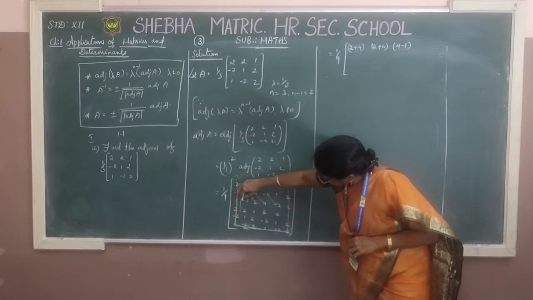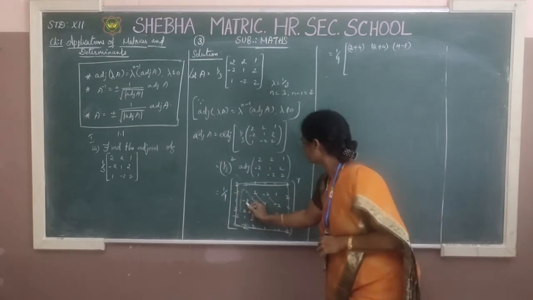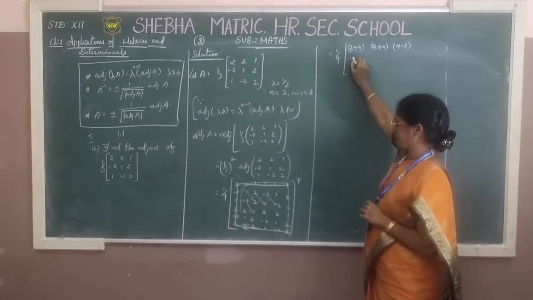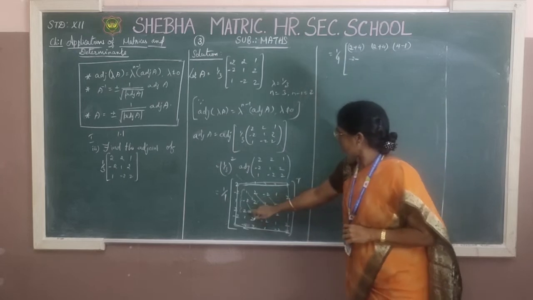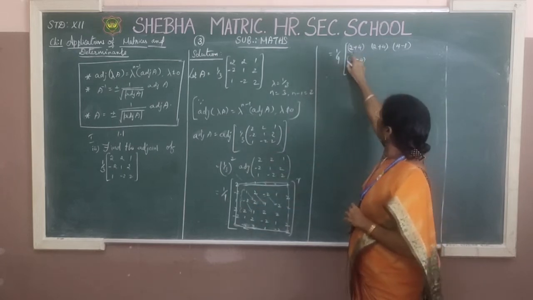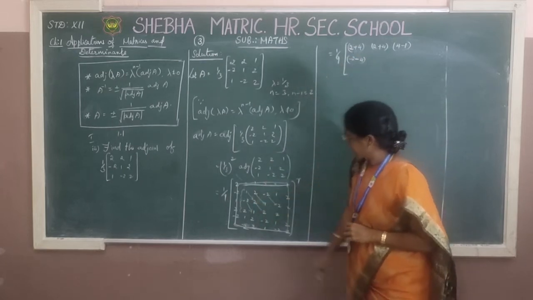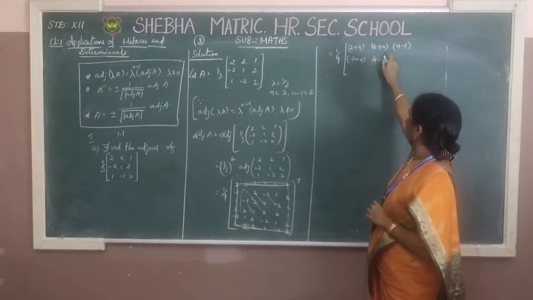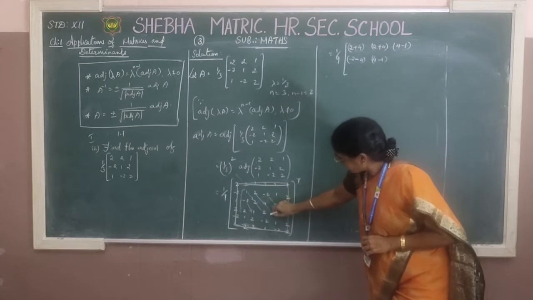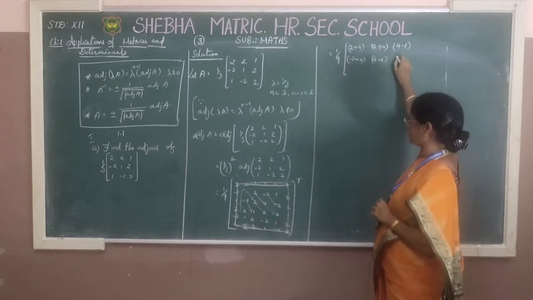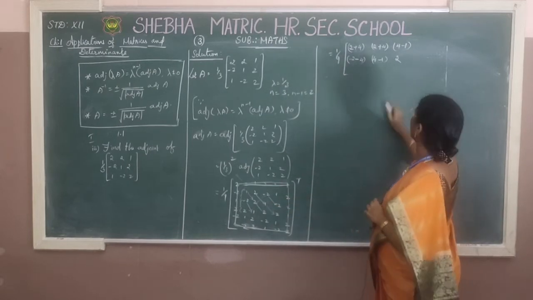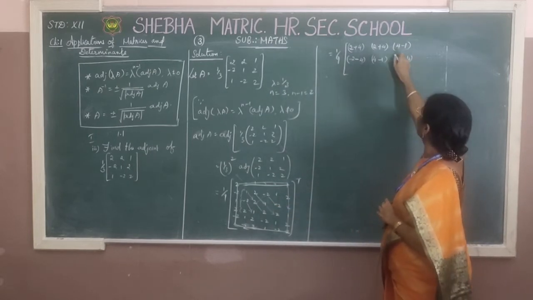Consider these two rows and multiply these two. First multiply the main diagonal. Minus 2 into 1 is minus 2. Then minus 2 twos are minus 4. Next multiply these two. 2 twos are 4, minus 1. Next, multiply these two. 1 into 2 is 2, and minus 2 into 2 is minus 4, so we get plus 4.